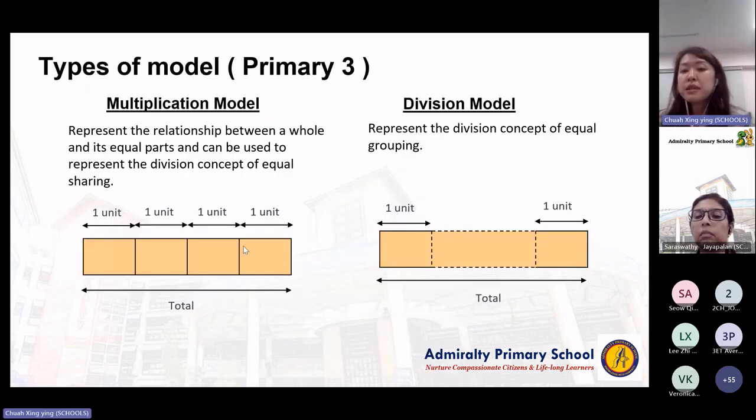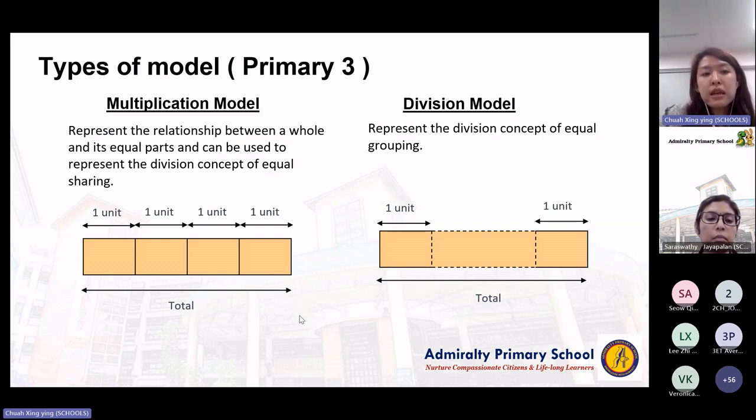Then we move on to types of model in primary 3, multiplication model and division model. So what is multiplication model? Multiplication model represents the relationship between a whole and its equal parts and can be used to represent the division concept of equal sharing. Division model represents the division concept of equal grouping. These models lay a good foundation when they learn stacking models.